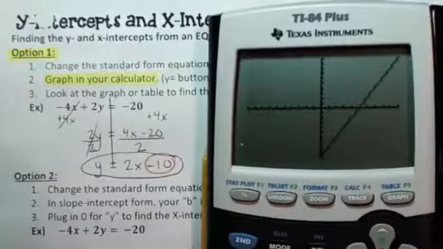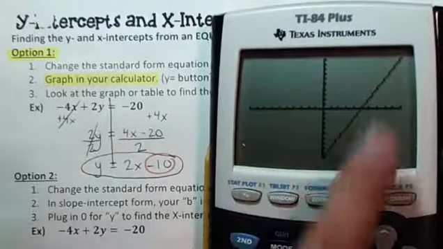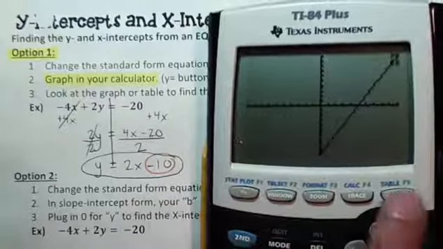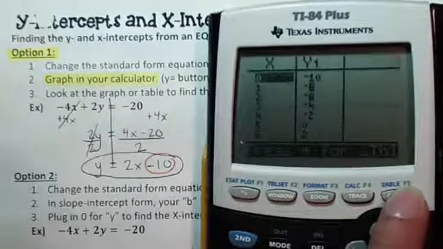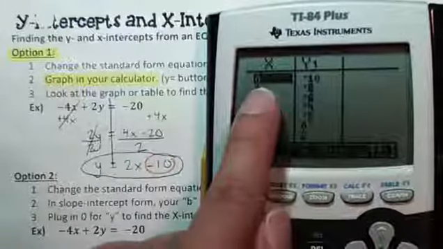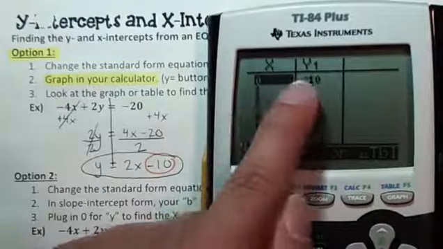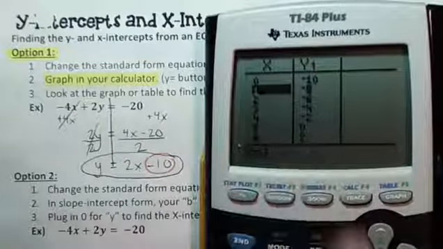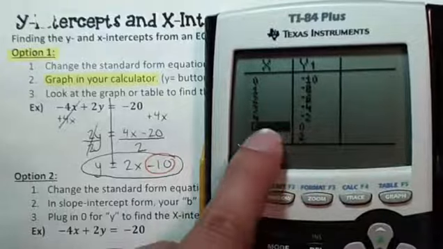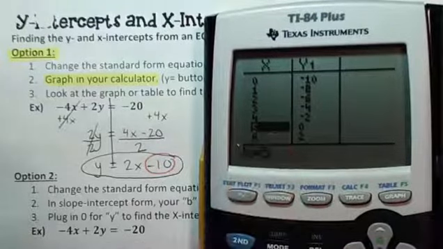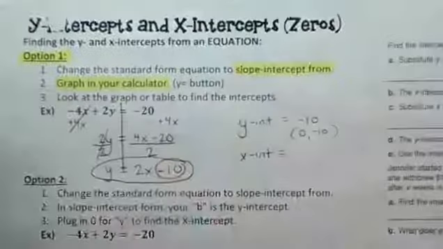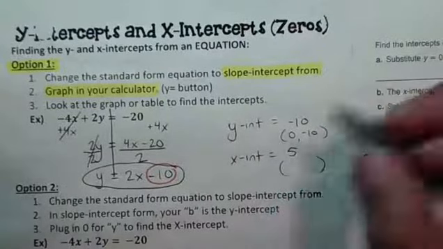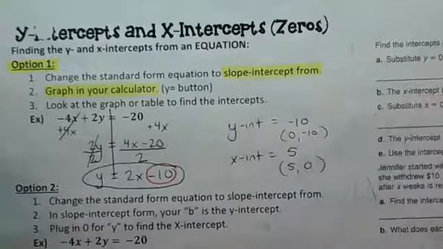So another way that we can double check this is just by looking at the graph or looking at our table. So push your second button and push the graph button. That will bring us to the table. So again, there's our y-intercept when x is 0. That's our y-intercept. Now we're looking for when the y is 0. What's the x-intercept? In this case, it would be 5. Okay, so the x-intercept here is 5. And as an ordered pair, I would write that as 5, comma, 0.